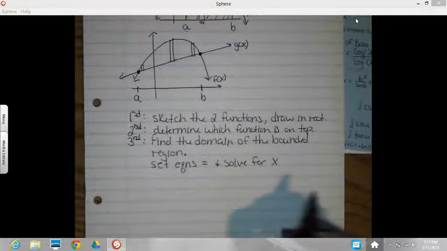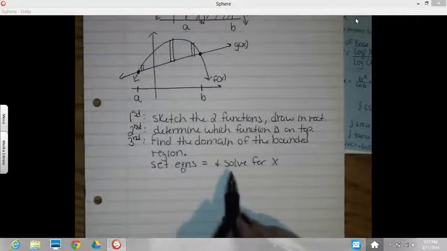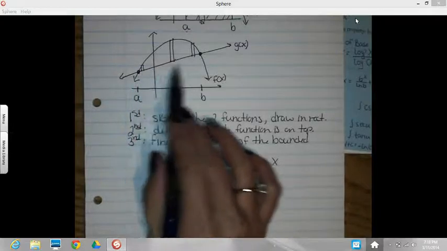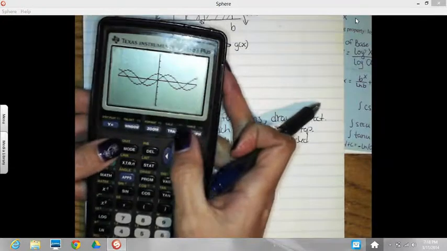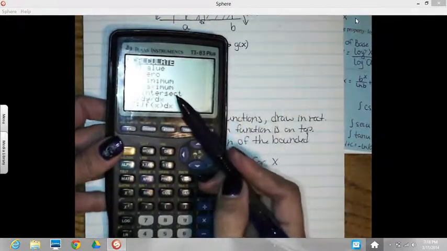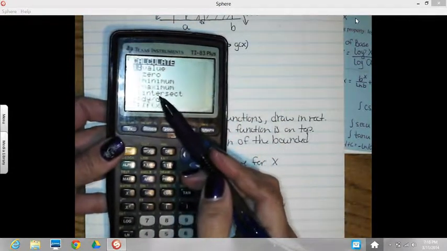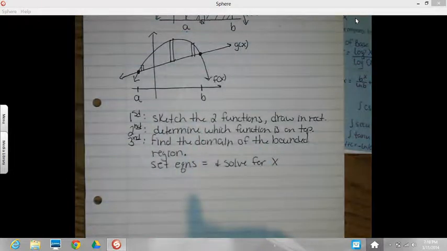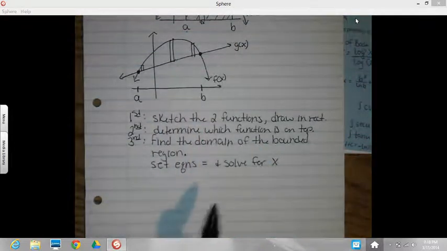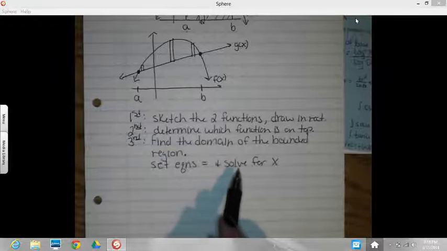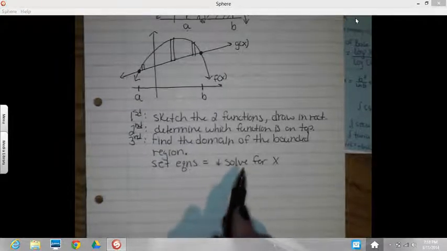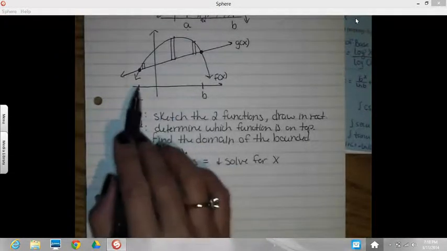Occasionally you're going to come up with something that you can't solve by hand, and in that case you can use the intersect feature on the calculator. You'd graph both of them, remember, and use the second calc menu, the intersect, and it'll help you find the intersections. We aren't doing one today, I don't think, but maybe on your homework. But most of the time, if it can be done algebraically, I want you to do it algebraically to practice that algebra. Okay, so you find your domain, you find your a and b.